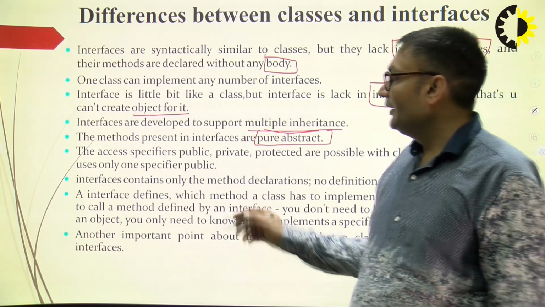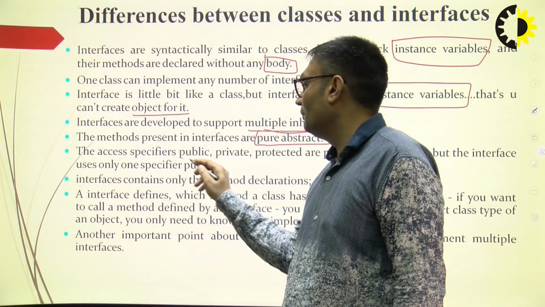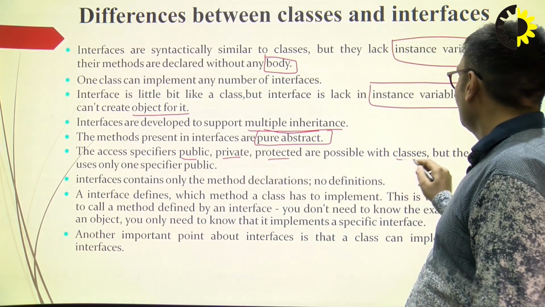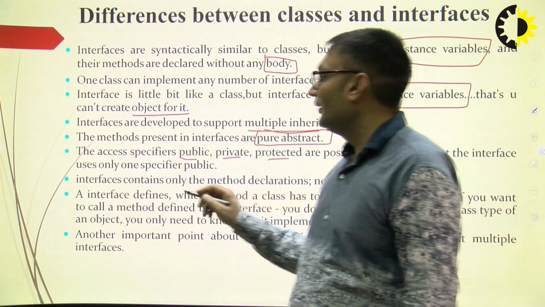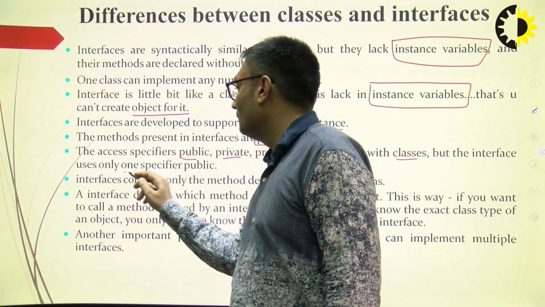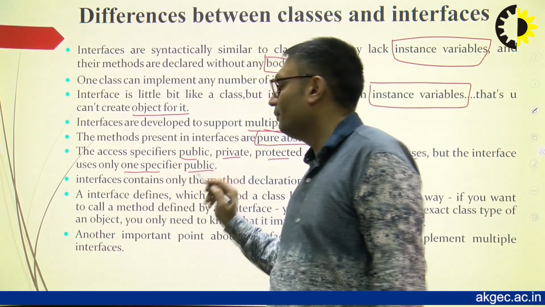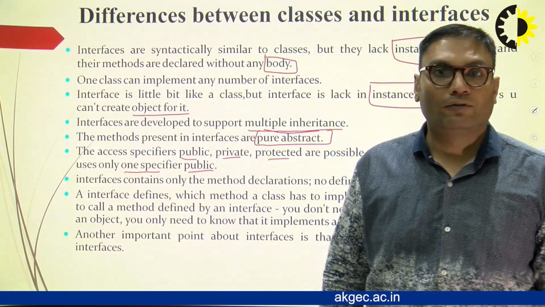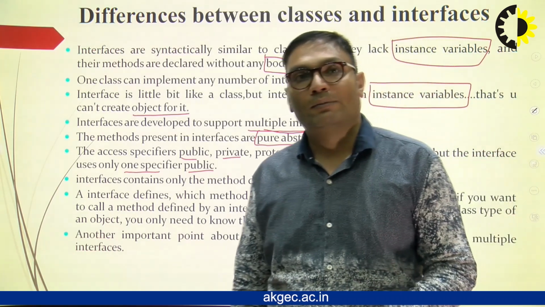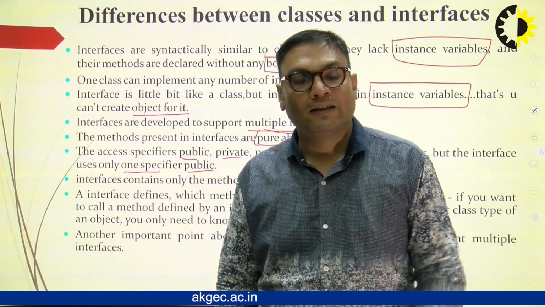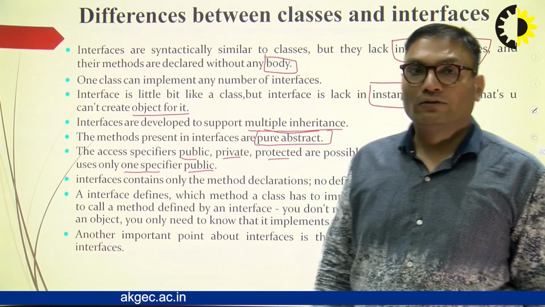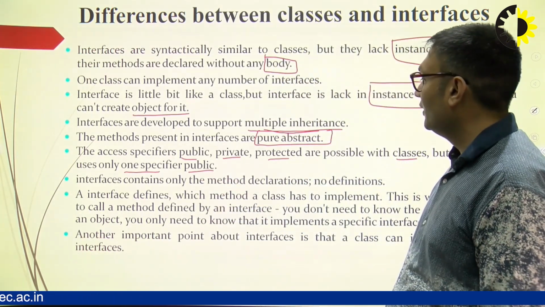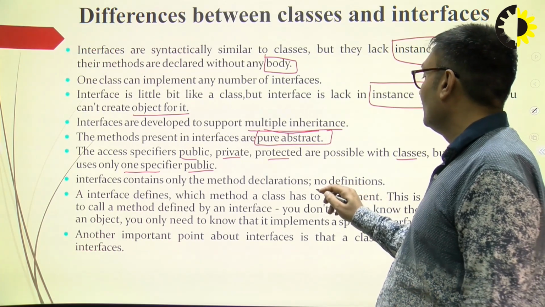The access specifiers public, private, protected are possible with classes, but for an interface we use only one specifier, that is public. We can't use private and protected in the case of an interface. So before the name of a class we can write all these three, but in the case of an interface we will just write public. Interfaces contain only the method declaration, and there is no definition.